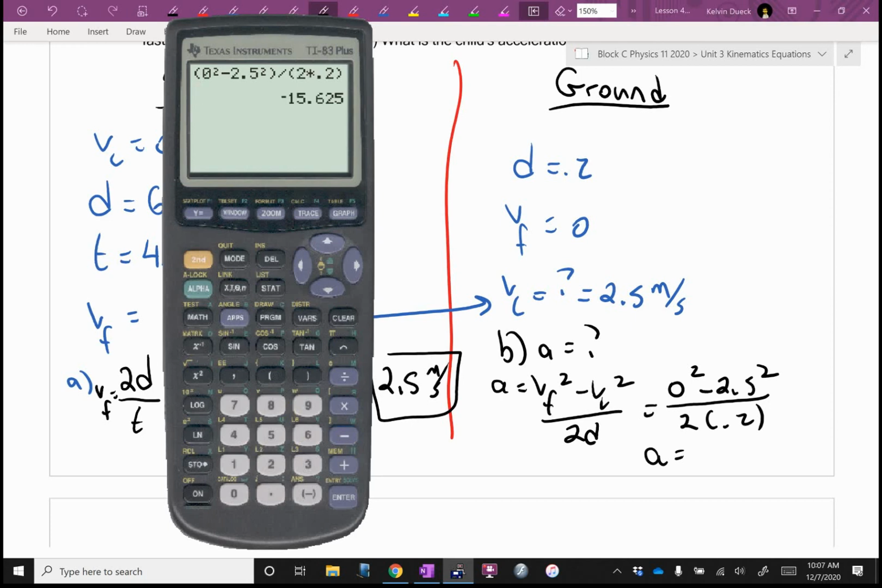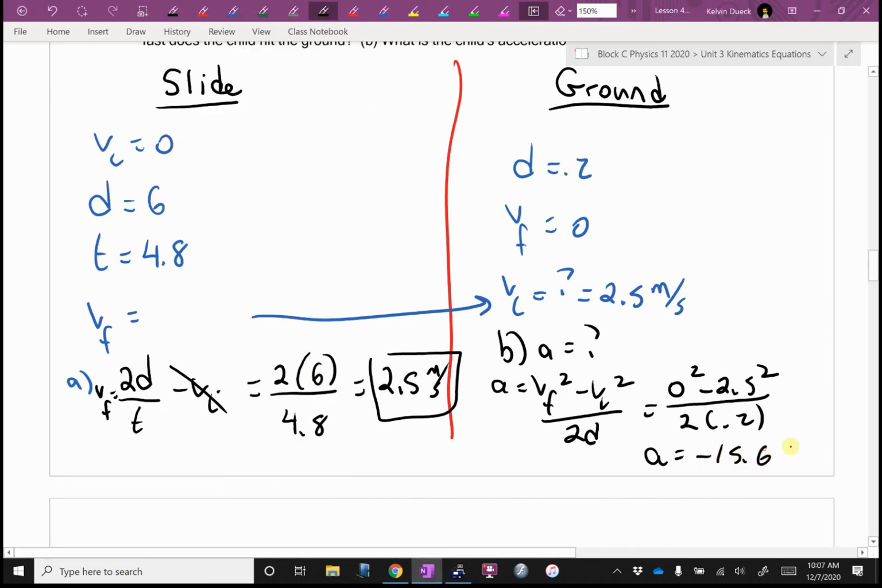Oh, does the negative scare me or relax me? When we hit the ground, are we speeding up or slowing down? Come to a stop, slowing down. You know what? The negative relaxes me. I probably did this right. Did y'all get negative 15.6? Good.